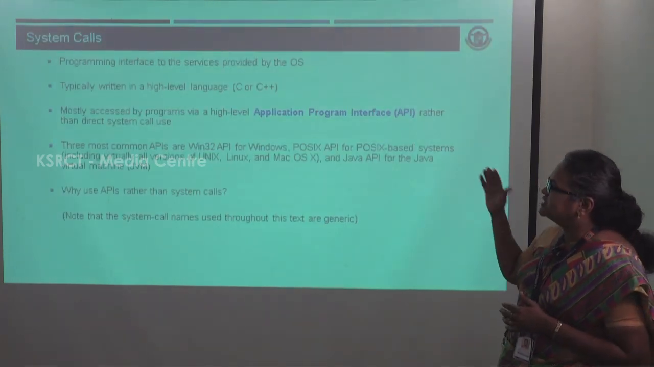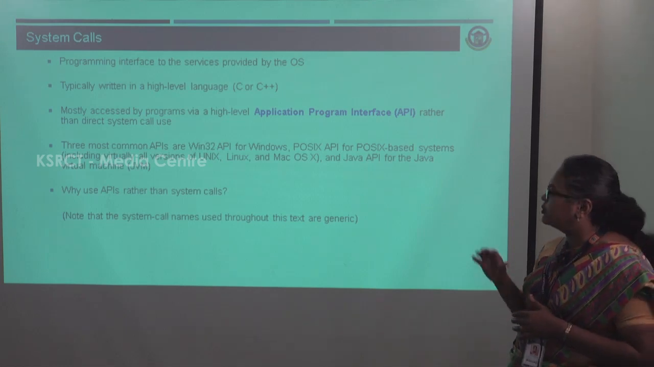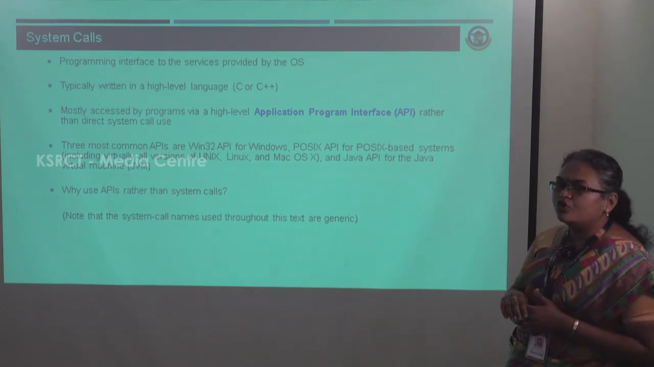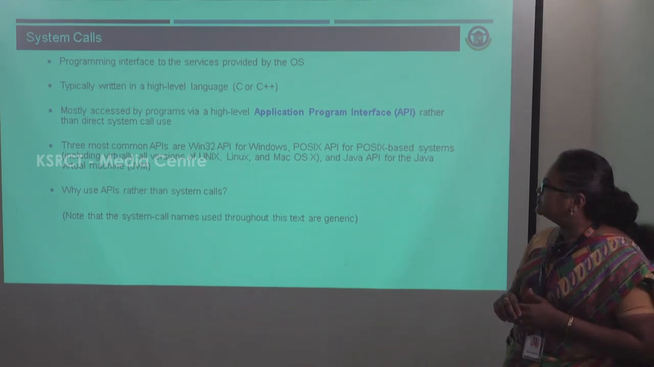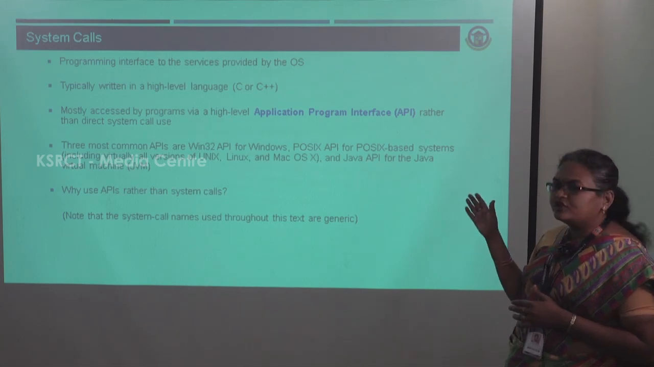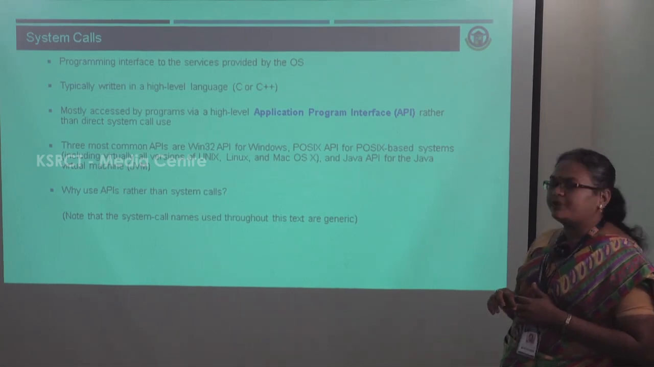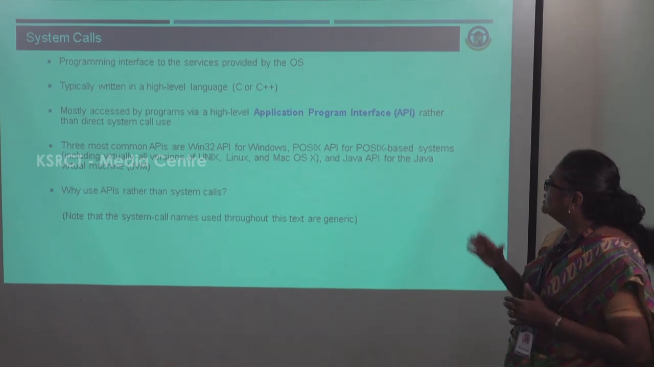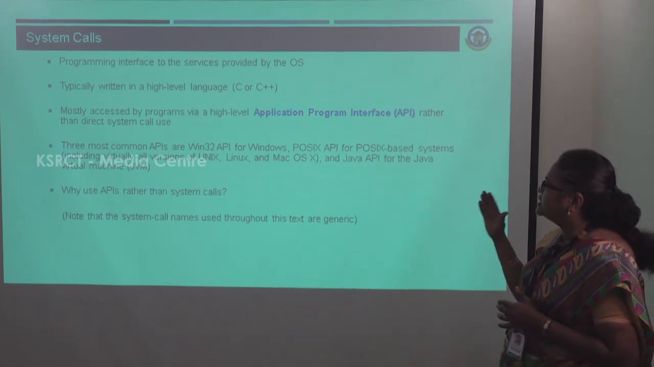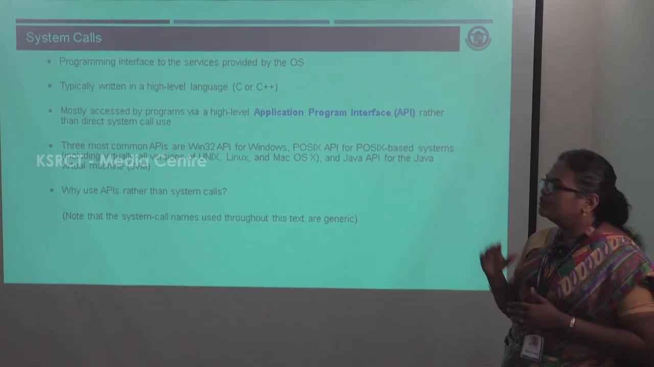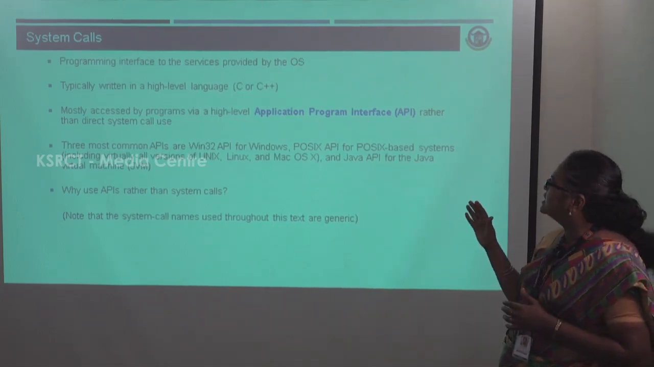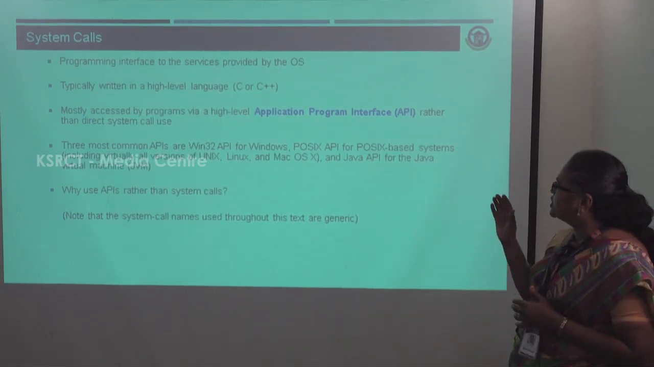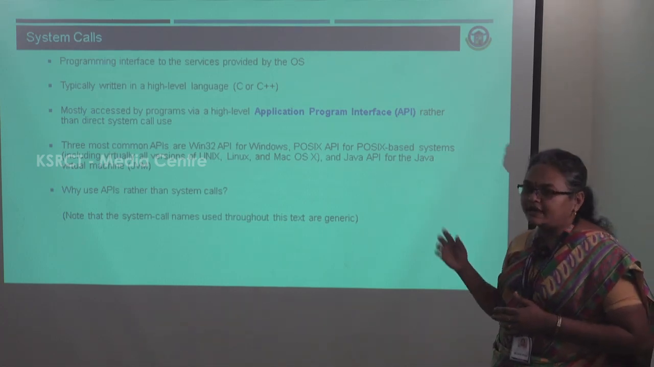System calls are a programming interface provided by the operating system. The three most commonly used system call interfaces are: the Windows 32 API, used for system calls in Windows. The API is nothing but the application program interface, mostly accessed by programs via the high level application program interface rather than using direct system calls.